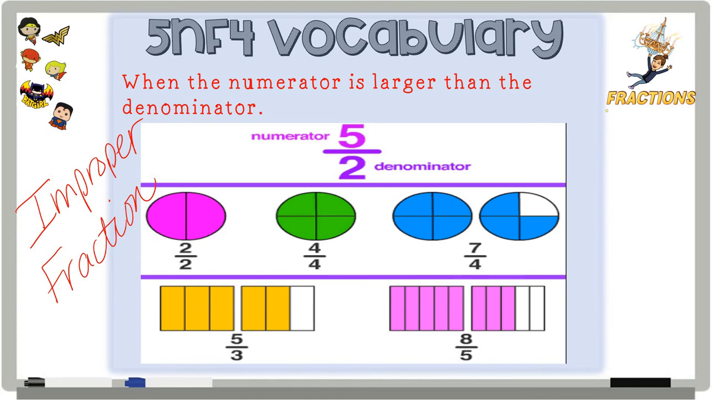And I like the picture here too, because it shows you. Here we have 7/4. So here's a 4th, and here's a 4th, and here's a 4th, and here's a 4th. And then 3 more of them are shaded in. So altogether we have 7 of them, and they're all the size of a 4th. That's what an improper fraction is telling you.